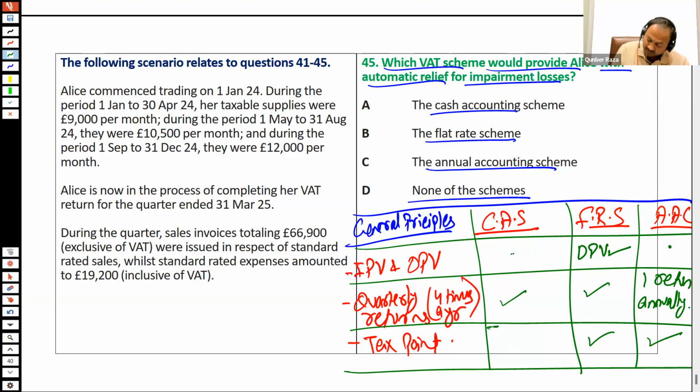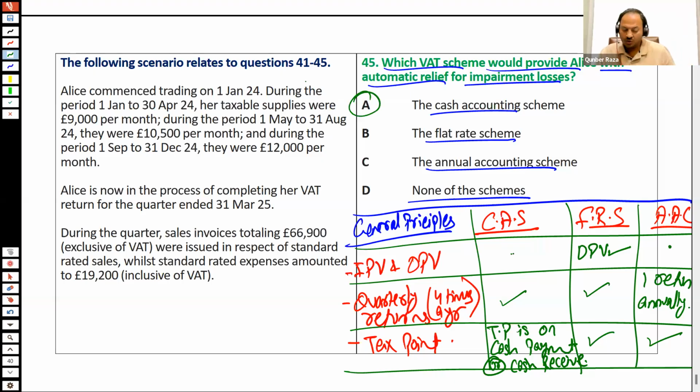Cash accounting scheme: the tax point is on cash payment or cash received. Since it is on the basis of cash paid and cash received, the cash accounting scheme is the one where there is no concept of bad debts or impairment losses. It gives automatic relief.